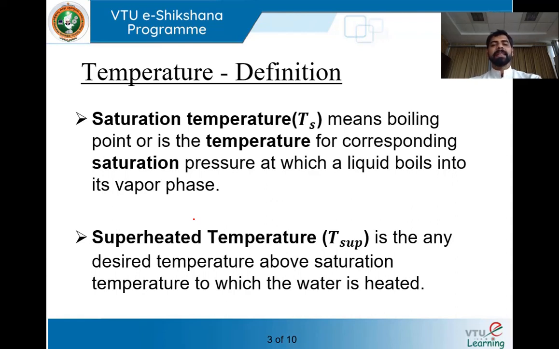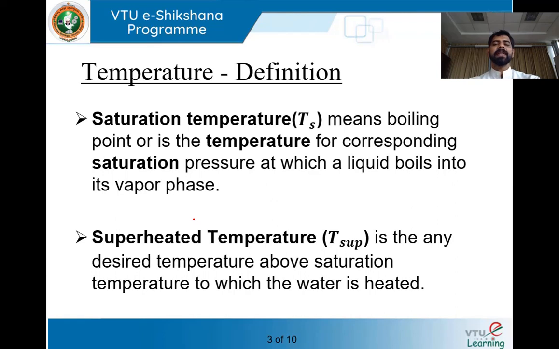And bear in mind, the saturation temperature is dependent on the pressure. We say that the boiling temperature of water is 100 degree. Yes, it is 100 degree, at what pressure? At normal temperature and pressure, at atmospheric pressure. Not at all pressures will water boil at 100 degree. Depending on the pressure, the more the pressure, the lower the saturation temperature, and the lower the pressure, the higher the saturation temperature. If you don't exert any pressure, at atmospheric pressure, if I start boiling water, it will boil at 100 degree centigrade. So saturation temperature is not fixed. It depends on the pressure at which we are boiling the water.